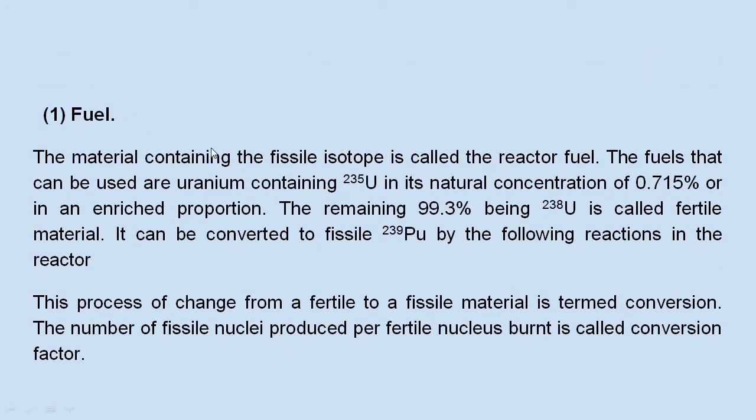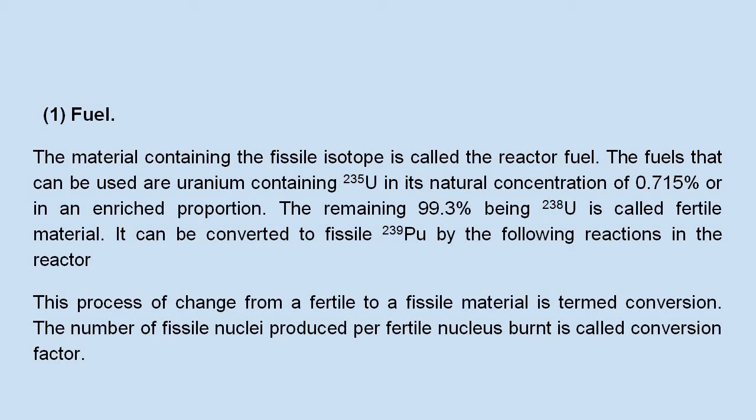And we will discuss the parts. First one is fuel. The material containing the fissile isotope is called the reactor fuel. The fuels that can be used are uranium containing 235, that means U-235, in its natural concentration of 0.715% or in an enriched proportion. That means you will be just increasing that.